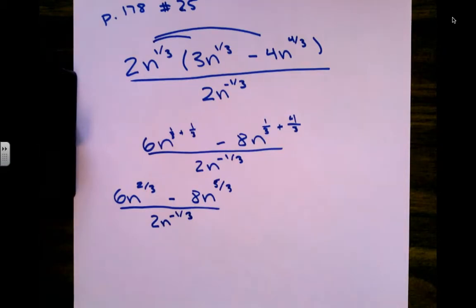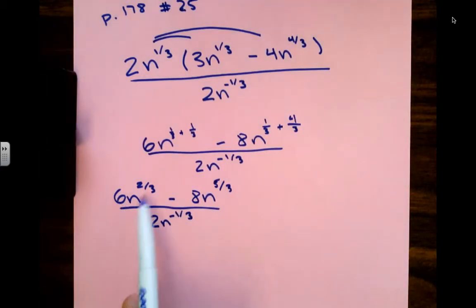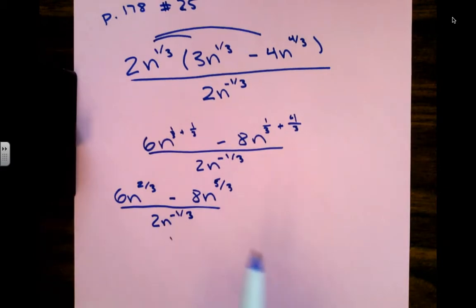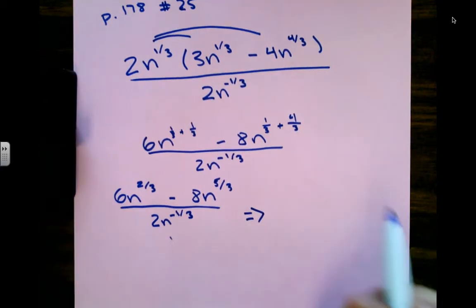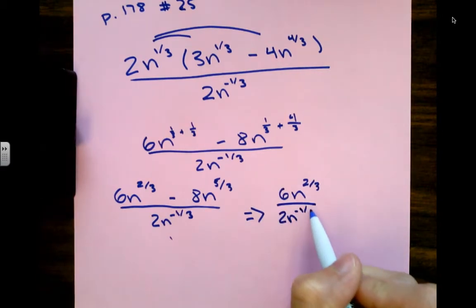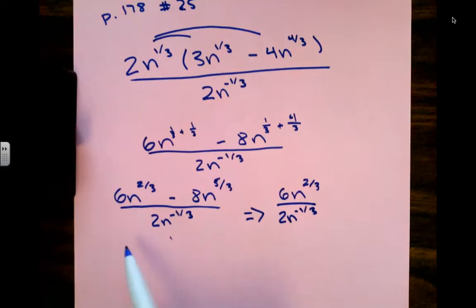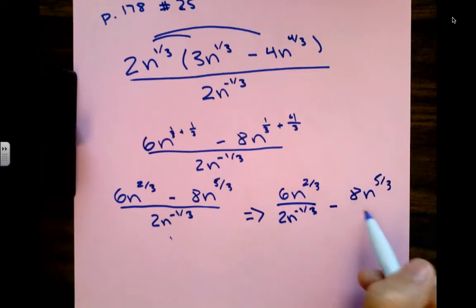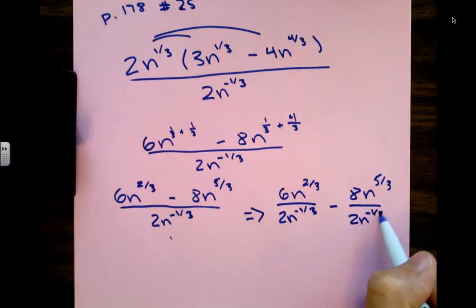Now from here, this is where it always ends up catching people. This is telling me I'm dividing 6n to the 2/3 by 2n to the negative 1/3, but I'm also dividing 8n to the 5/3 by 2n to the negative 1/3. So I'm going to divide each thing by 2n to the negative 1/3. What that looks like is splitting this into two fractions. So it looks like this. Because what this is saying is divide 2n to the negative 1/3 here. Okay, and that's what I'm going to actually go through and write.